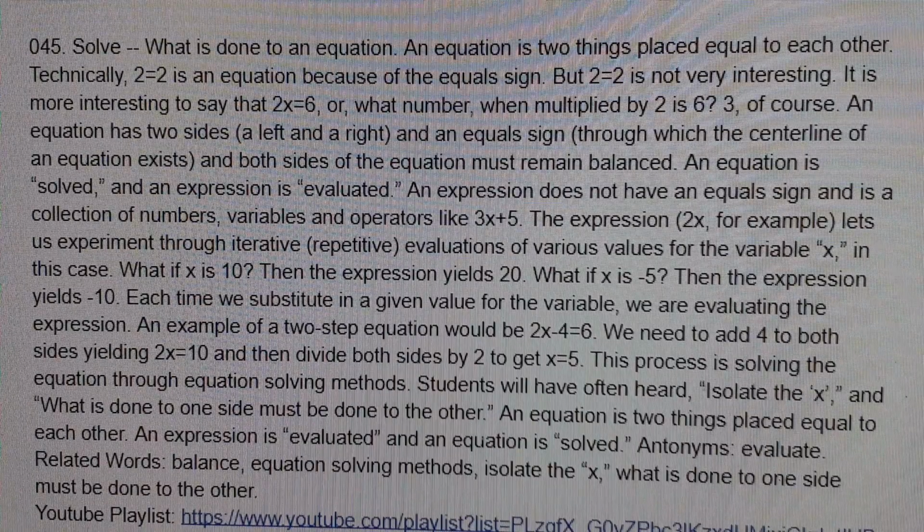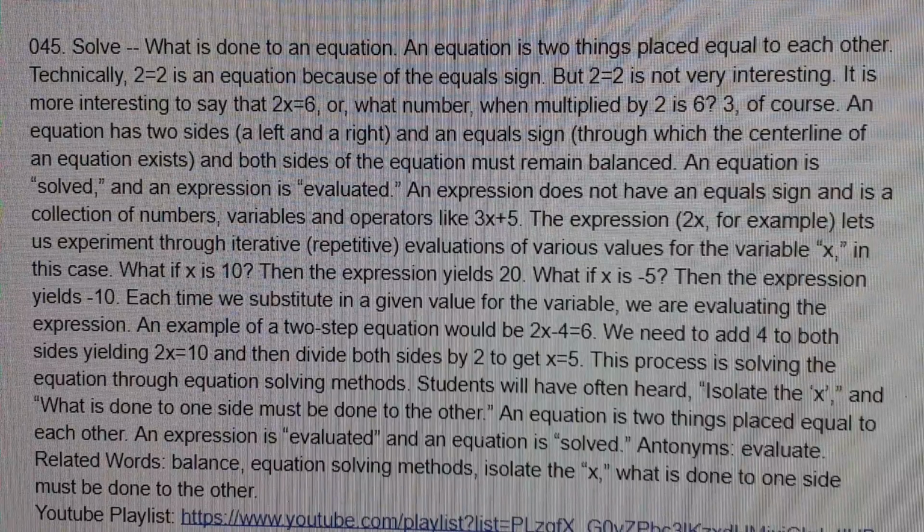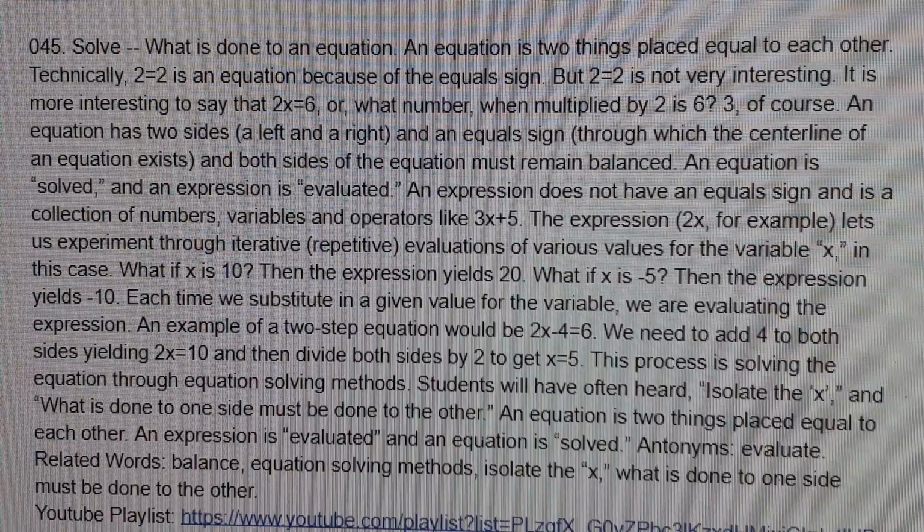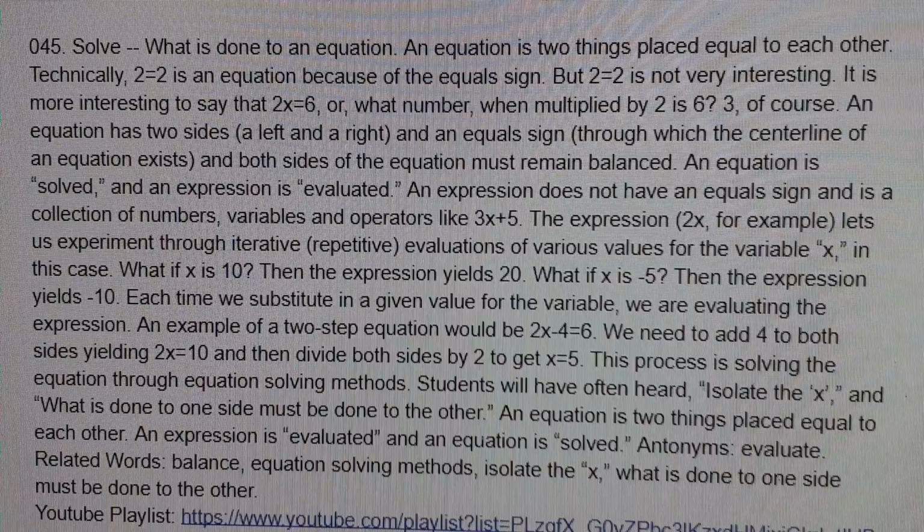3, of course. An equation has two sides (a left and a right) and an equal sign (through which the center line of an equation exists), and both sides of the equation must remain balanced. An equation is "solved," and an expression is "evaluated."